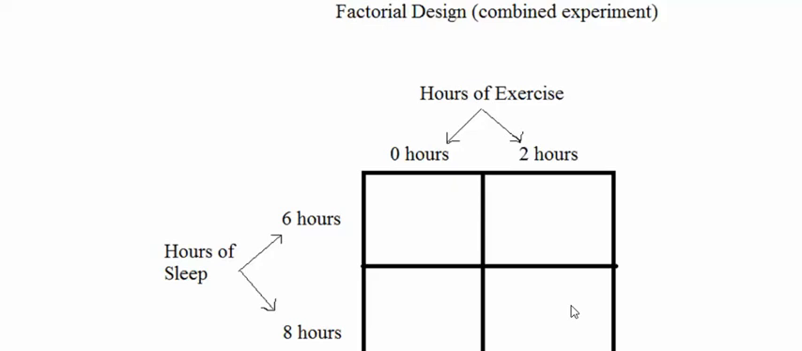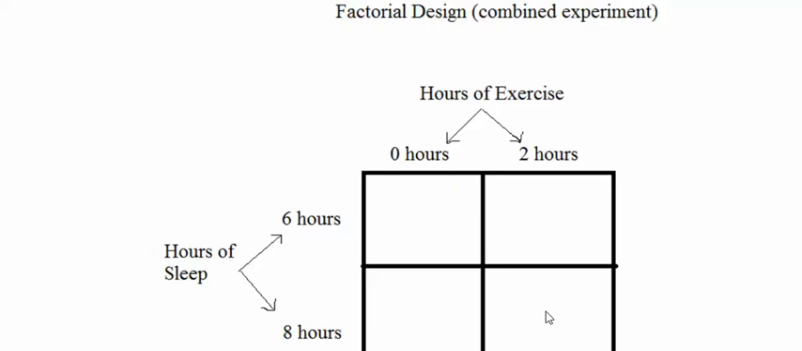And imagine that we have 20 people who want to participate in this experiment. What we would probably do is randomly assign 5 people to each condition. So 5, 5, 5, and 5, and 1/4 of the participants would go to each box.